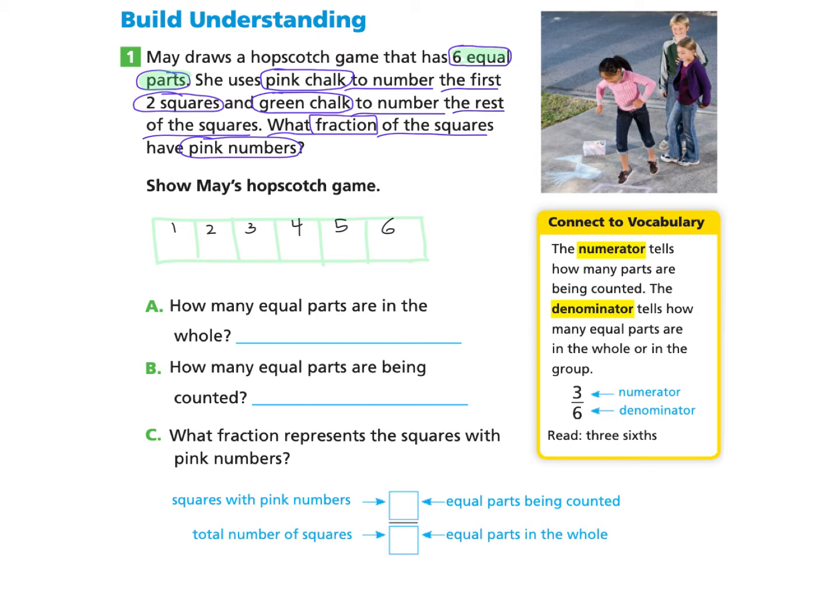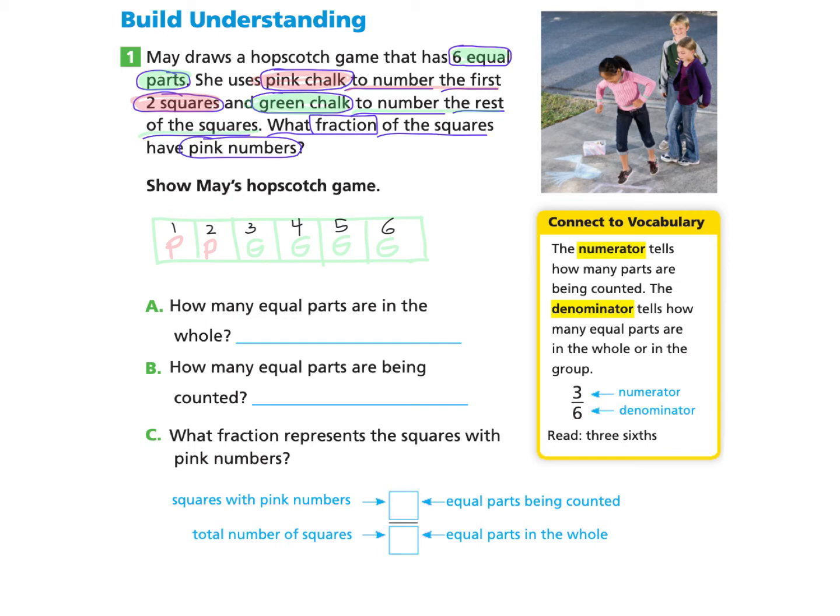Now I'm going to go back into my word problem and read that she uses pink chalk to number the first 2 squares. So I will put a P for pink in the first 2 squares. Then I go back to read that she used green chalk to number the rest of the squares. So I will write a G for green in the rest of the squares. Now I'm ready to answer part A.